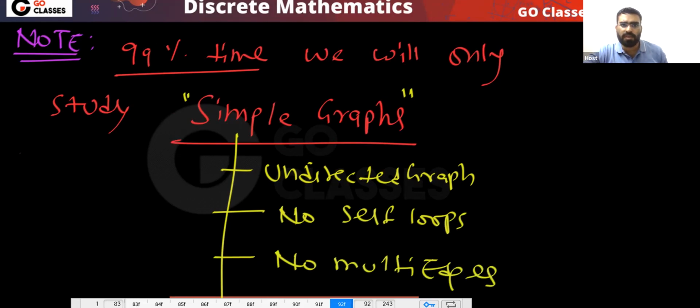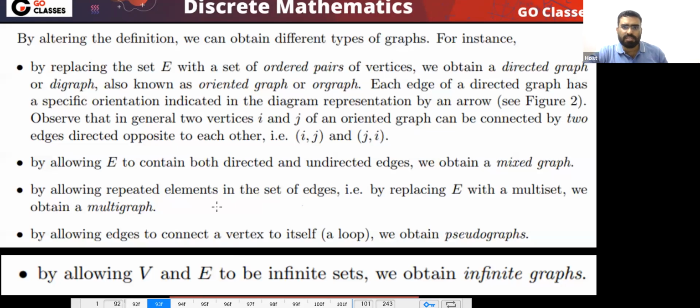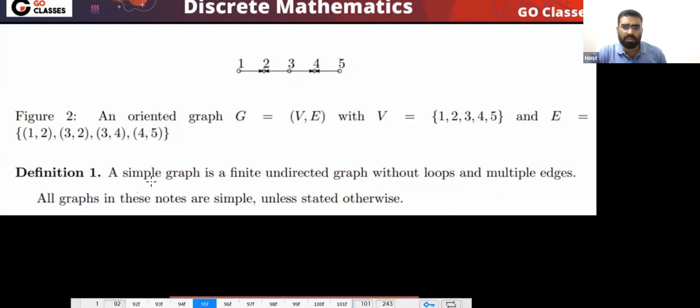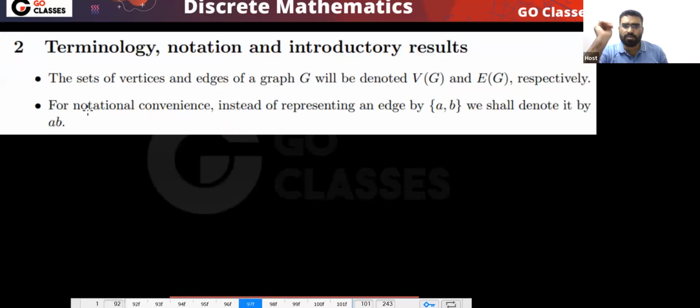Very simple. Okay, now let's move on. These are all the types of graphs, and all the graphs that we will study are simple graphs. If I want to teach you something other than simple graphs, then I will mention it. All the graphs in these notes are simple graphs unless stated otherwise. And for notational convenience, this type of undirected edge we will denote by AB. This is only for convenience. Very simple.